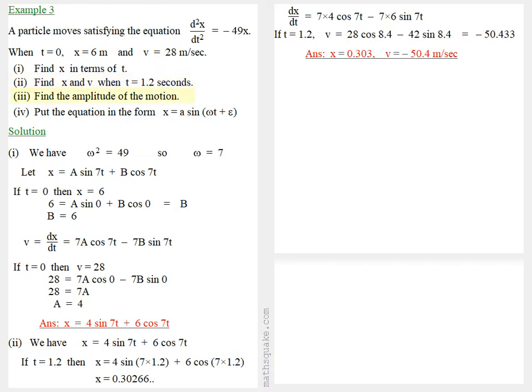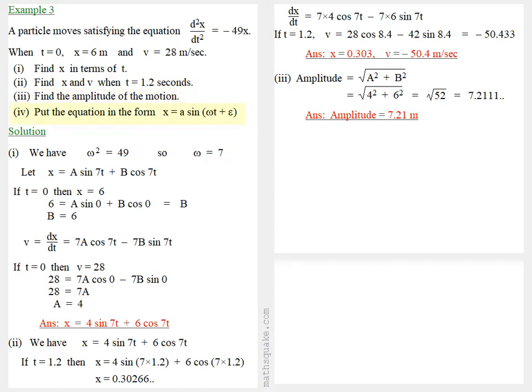Now in part 3 we're asked to find the amplitude of the motion. Well, the amplitude is equal to the square root of a squared plus b squared, which is equal to the square root of 4 squared plus 6 squared, or the square root of 52, which is 7.211. And so the amplitude is 7.21 metres.